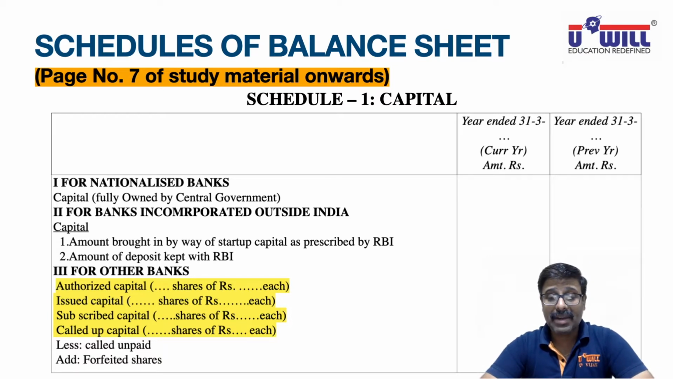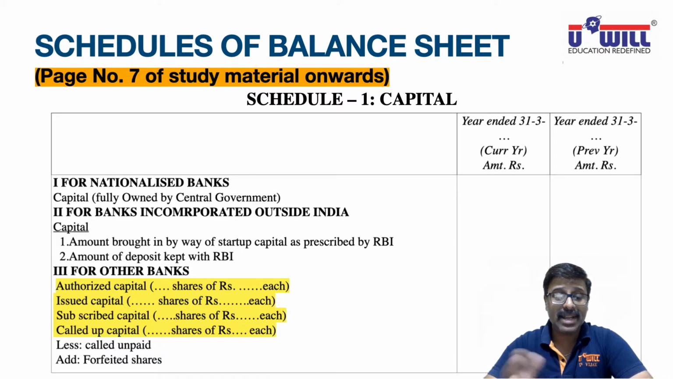Schedule 1 is capital, okay? In that it is just like share capital. For nationalized banks, we would simply write the capital, and for banks incorporated outside India, we would write the capital and amount brought in by way of startup capital, amount deposited kept with RBI. We will not have all these things. I have highlighted in yellow. All of you mark that portion. That much only we will have in our questions.